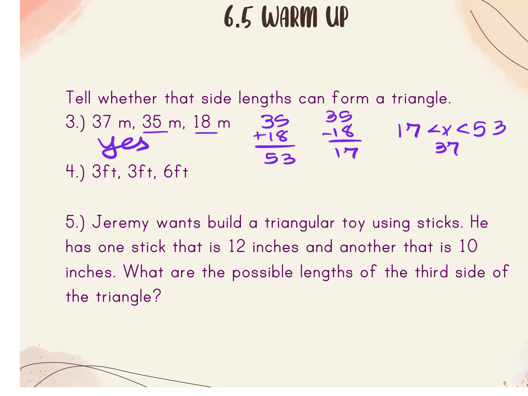Then for the next one, take the 2 smaller numbers, add them, subtract them. We need to see if that last side is in between here. However, it equals this sum, so this one is no. It cannot equal the sum or difference.